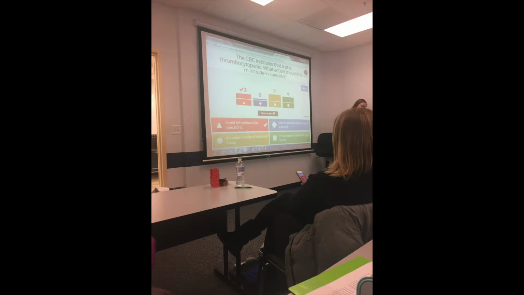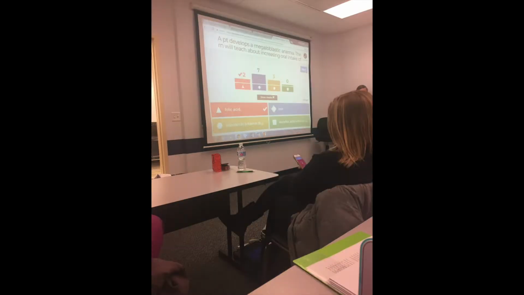Hemoglobin for females is 12 to 16. Hemoglobin for males is 14 to 18. Hematocrit for females is 35 to 45. And hematocrit for males is 38 to 50. What was the female again? Female hematocrit, 35 to 45. Everybody got those? You're going to need to know those.